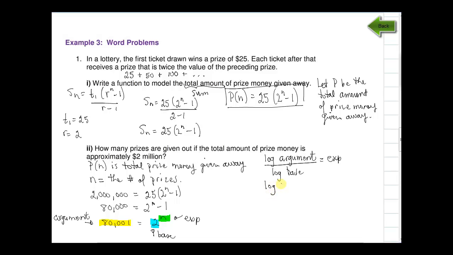Okay, so let's plug that into our expression here. So the log of 80,001 over the log of 2 is equal to our exponent, which is n. Okay, so plug into your calculator and you find that n is 16.2877, but we want to round that down to 16. Okay, we don't want to go over 16 because then the amount of prize money would be more than $2 million. Okay, so 16 prizes were handed out.